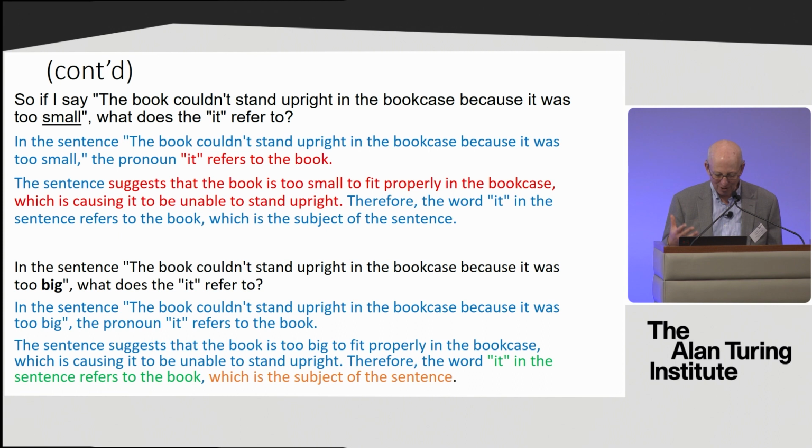And so I'm not going to go to, it's another one where it gets it right but for the wrong reason. So it says it refers to the book, but the reason it's giving, at least it looks like that's the reason, is because it's the subject of the sentence. So no spatial reasoning there at all.